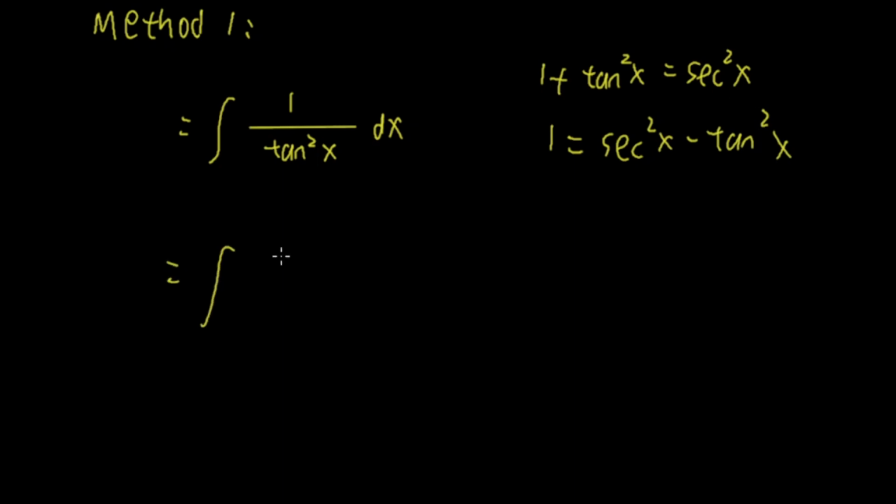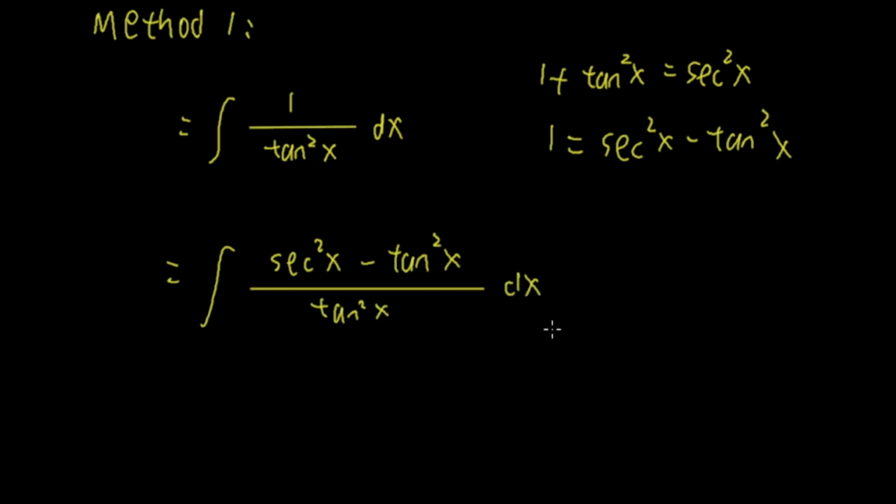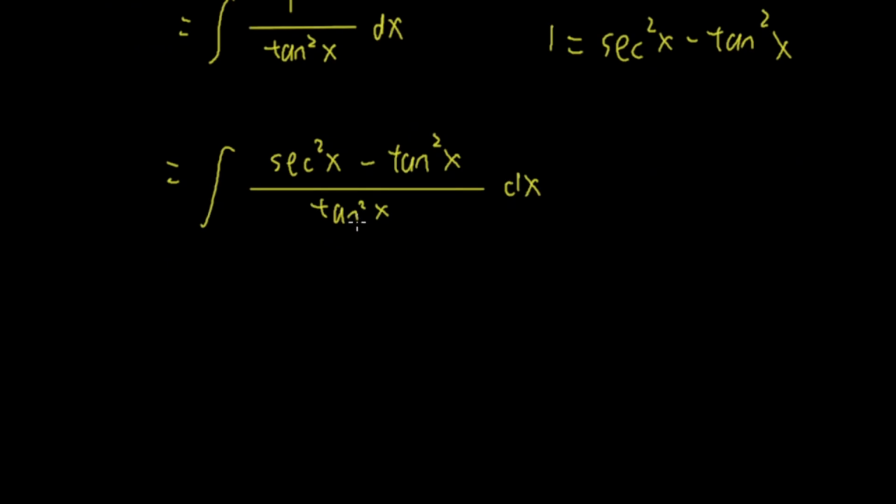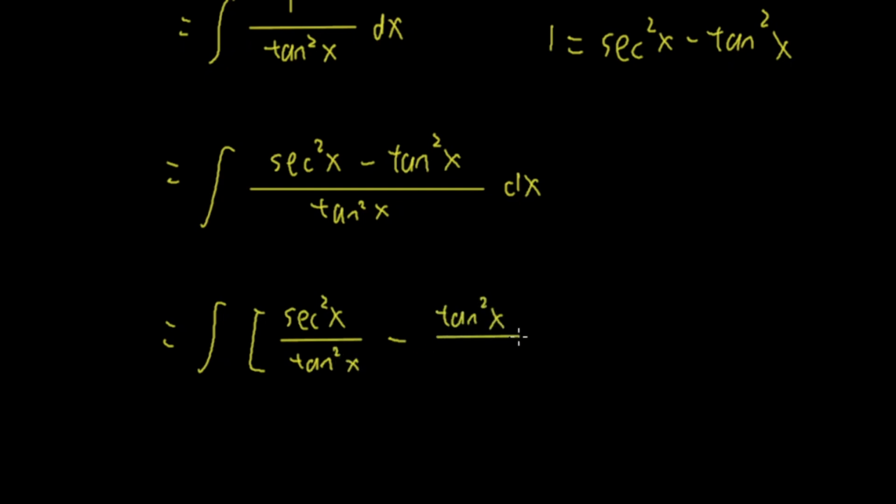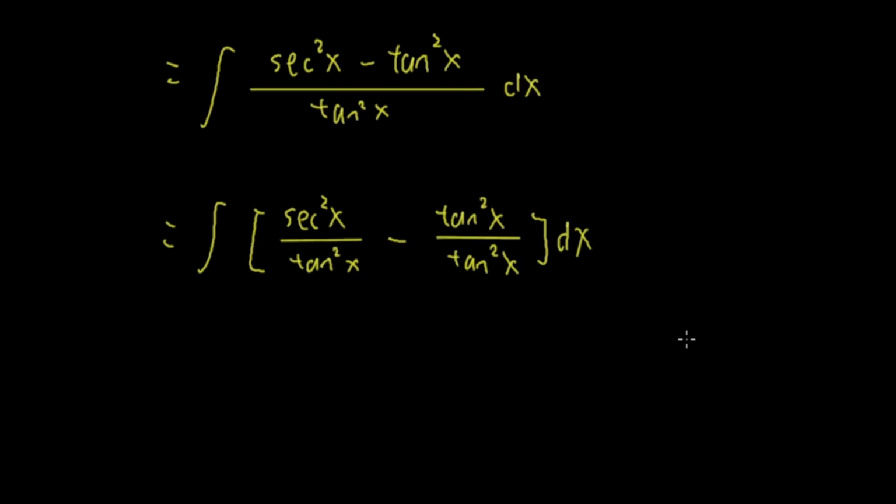That's the same as the integral of secant square x minus tangent square x, divided by tangent square x dx. And of course, I can break this up, right? So the integral of secant square x over tangent square x minus tangent square x over tangent square x dx, like that. And of course, this is just equal to 1.